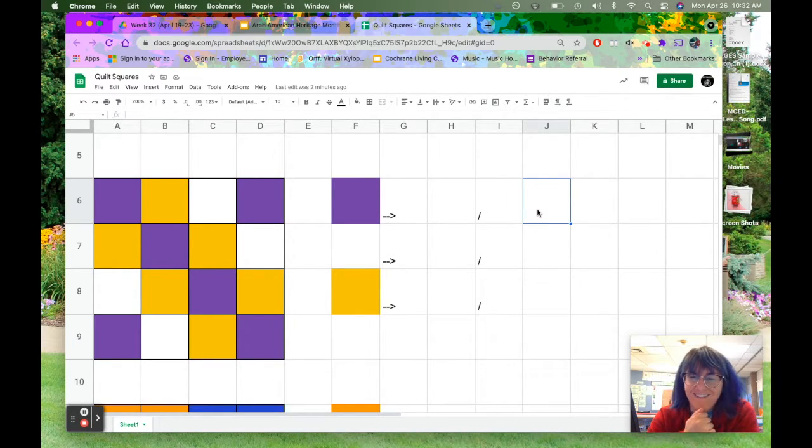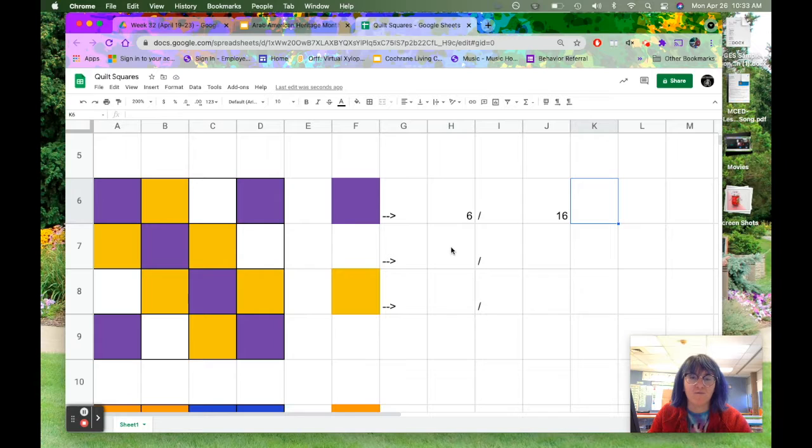Are you ready? All right, if you picked purple, what's the numerator for purple? How many purple squares do we have? 6. And what's the denominator? How many squares do we have in all? 16. So 6/16 of our quilt square is purple.